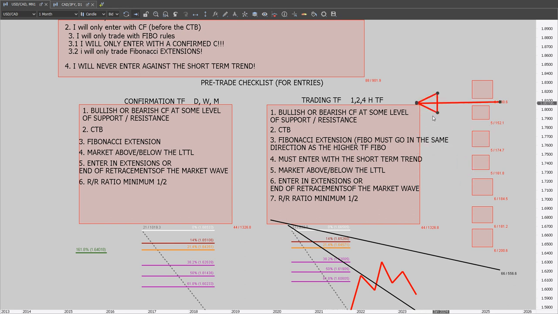Okay. Now, everybody, what currency pair do you want to check?